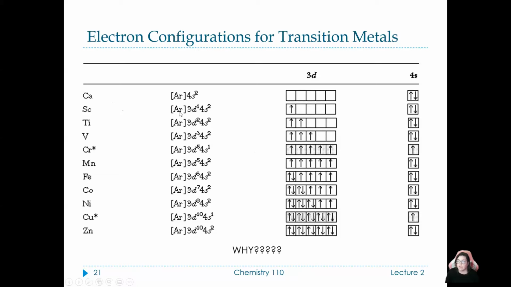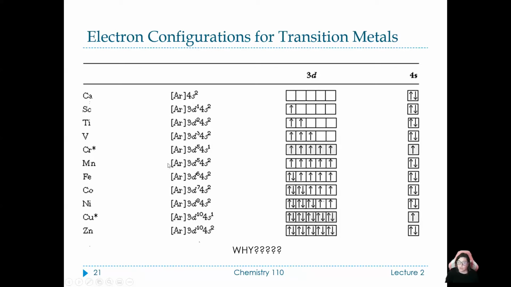Scandium, we have that argon 3d1, 4s2, because after we fill the 4s, then we fill the 3d. All right. You can go down and look at the rest of the ones that have the 4s1, 4s groups and the 3d groups.